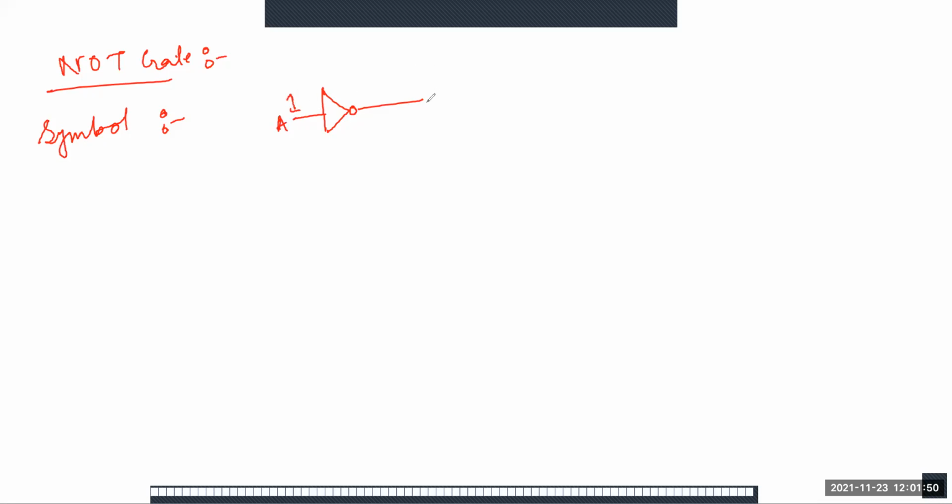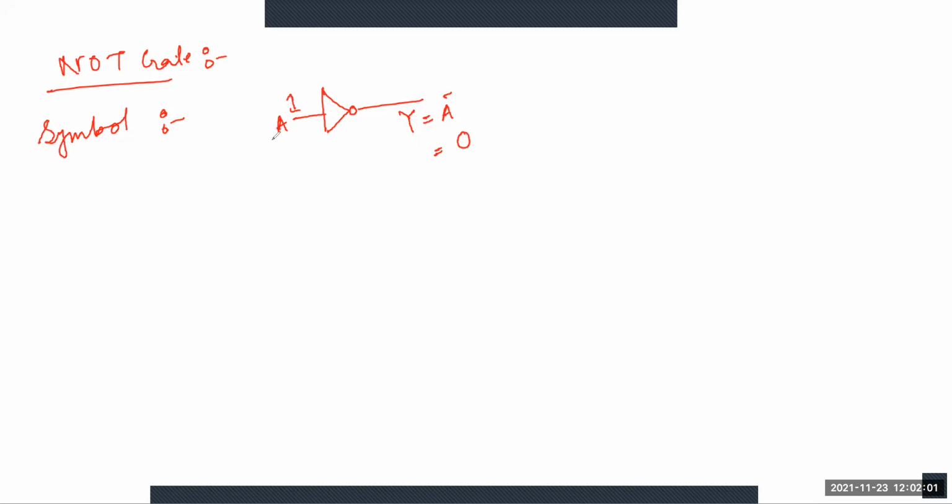Suppose A is 1. So Y, that is A bar, is 0. The complement, what is the complement? Means the opposite. The opposite of A here is A complement. So when we are putting 1, we are getting 0.